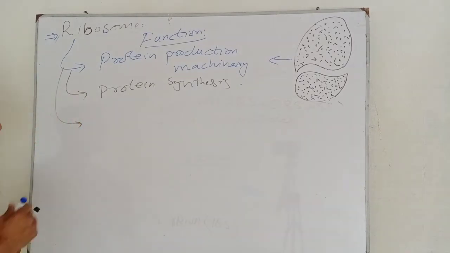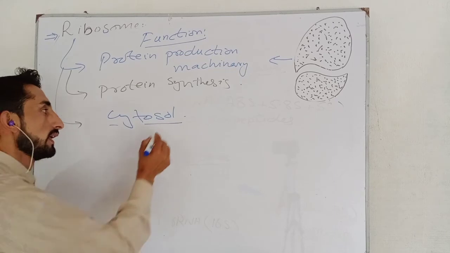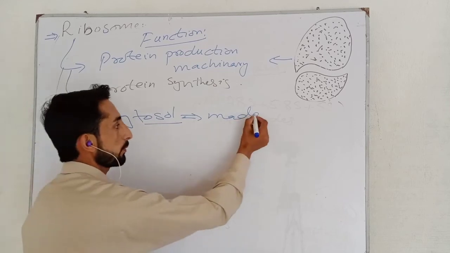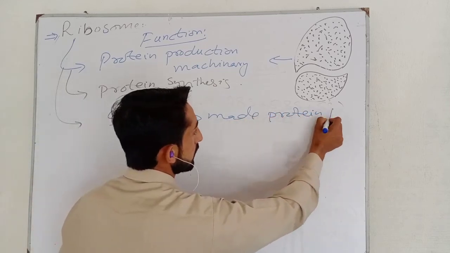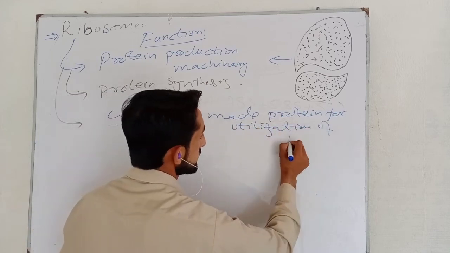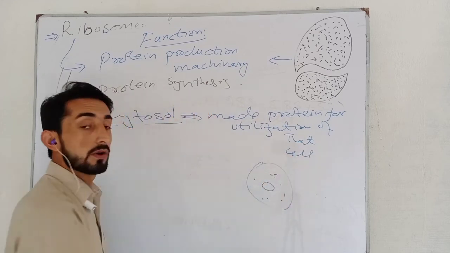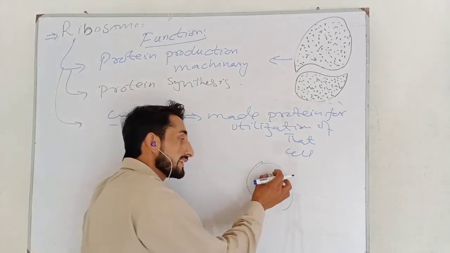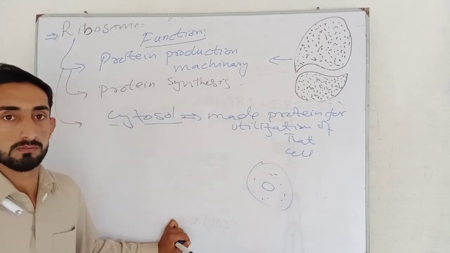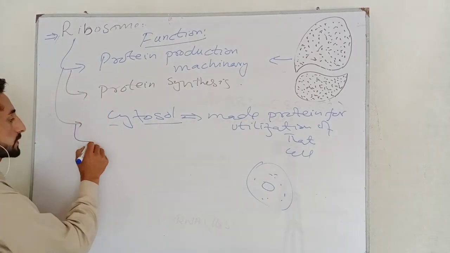So those ribosomes which live freely in the cytosol make protein for the usage of that cell. Suppose this is the cell, here the ribosome is present in the cytoplasm. In this cytoplasm they prepare protein, and this protein is used by the cell itself, not transported to another cell.